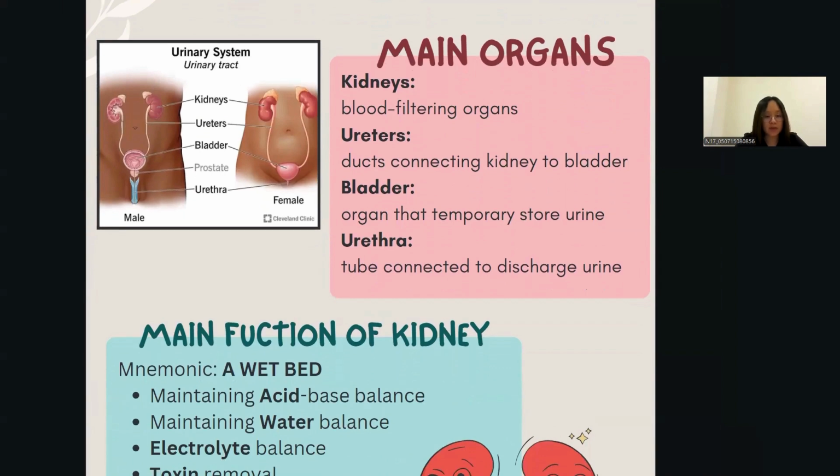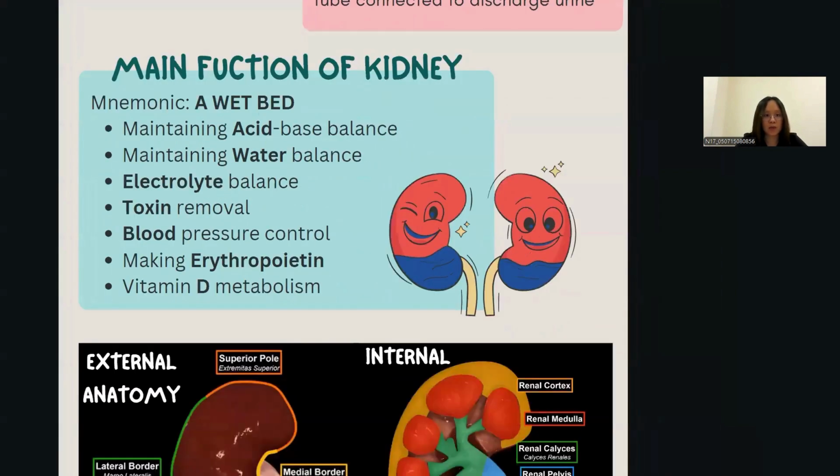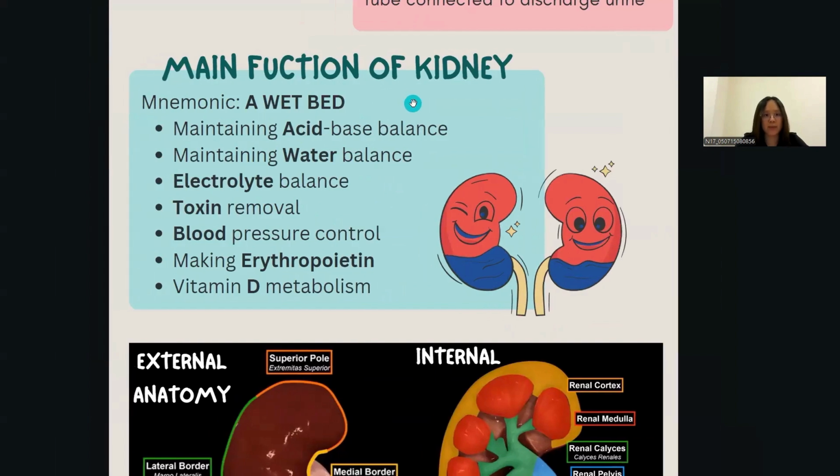Next, for the function of the kidney, we can memorize it using a mnemonic here, which is a wet bed, meaning maintaining acid-base balance, maintaining water balance, electrolyte balance, removal of the toxin, blood pressure control, making erythropoietin, and also vitamin D metabolism.